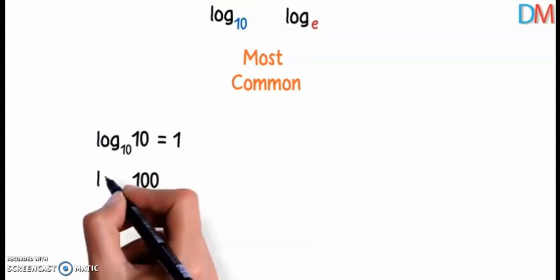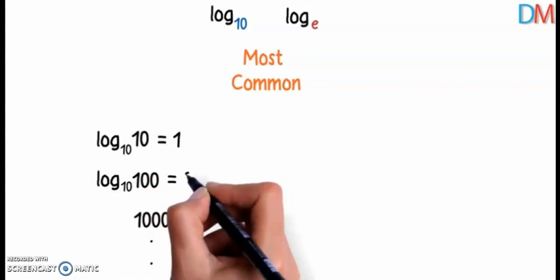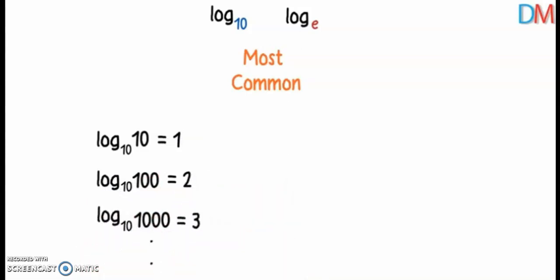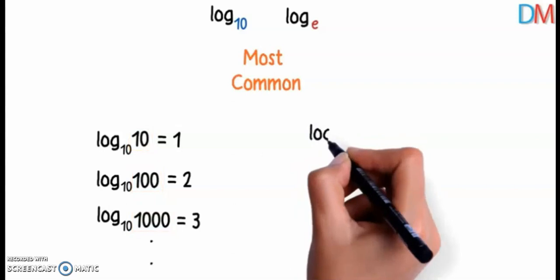Log 10 to the base 10 is 1. Log 100 to the base 10 is 2. Log 1000 to the base 10 is 3. And we can see that the multiples of 10 can be managed with the scale of natural numbers.